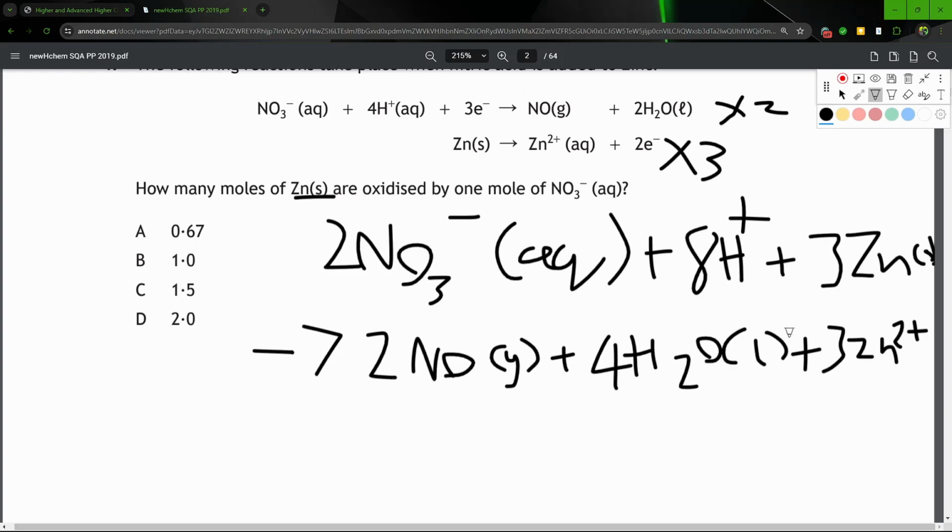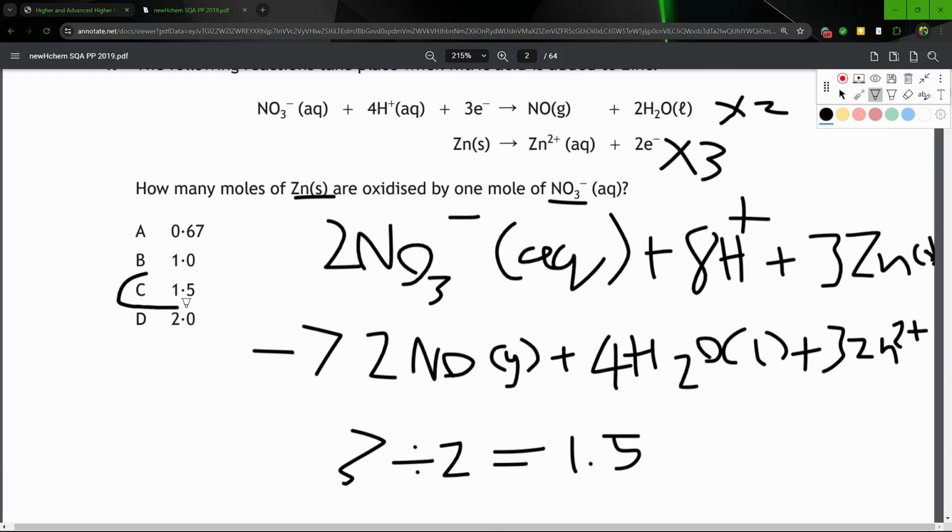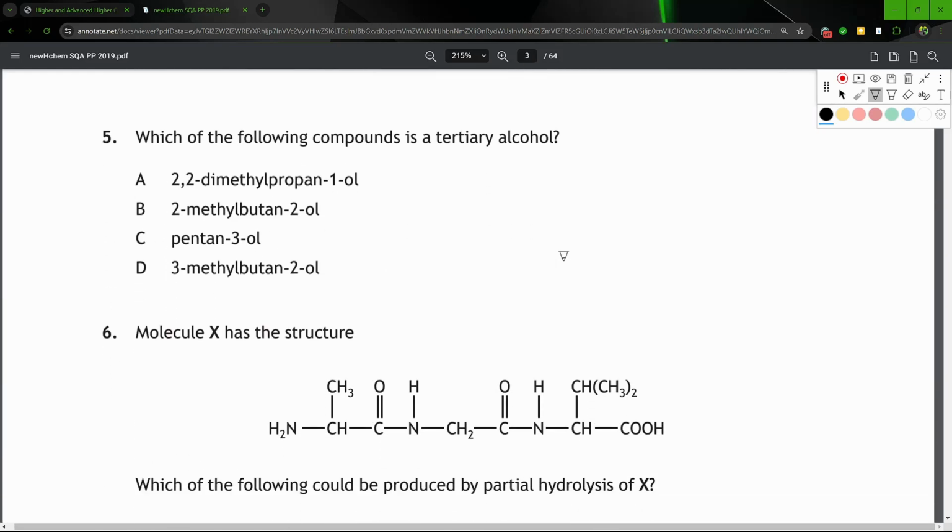So, they're writing these with state symbols. What does this mean? Well, that means that 2 moles of nitrous oxide will oxidize 3 moles of zinc, which means if 2 moles make 3, that must mean that 1 mole would be 1.5, which means the answer must be C. We'll move on to question 5 now.